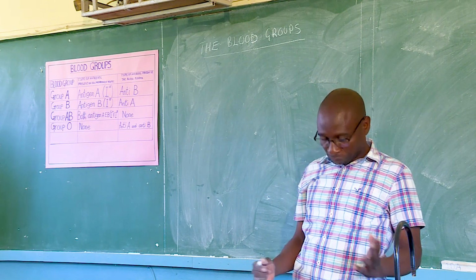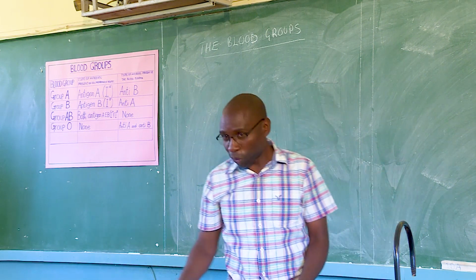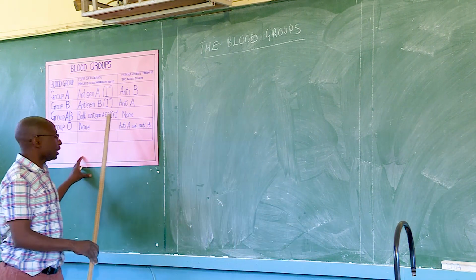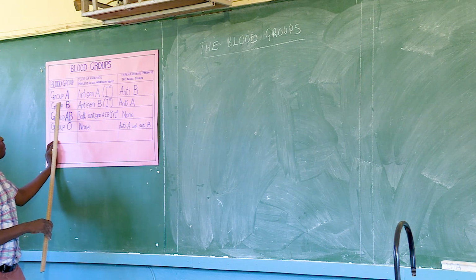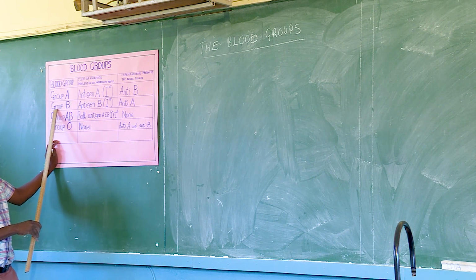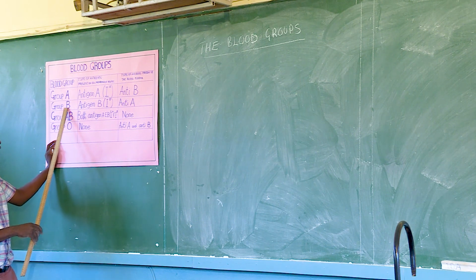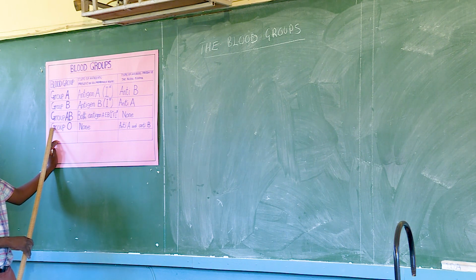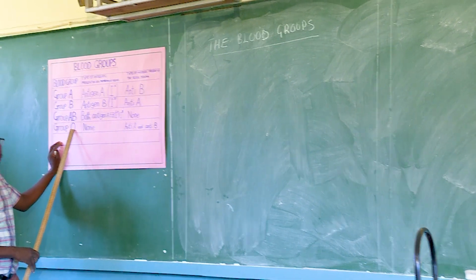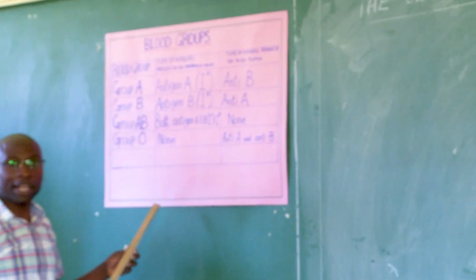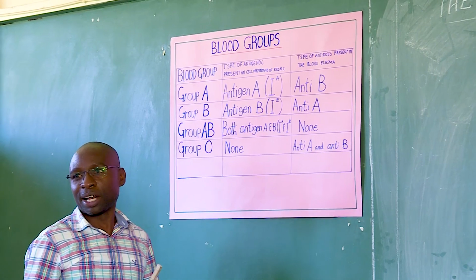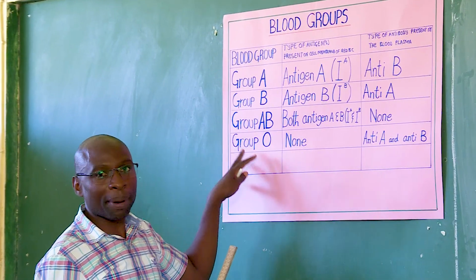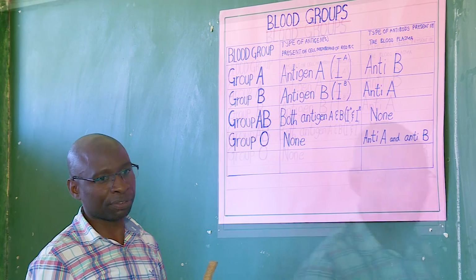So we have got blood groups. Even when you look at this chart, it's showing some blood groups. We have blood group A, blood group B, blood group AB, and blood group O. Okay? These are the blood groups which a human being has. We do not have any other apart from these blood groups.